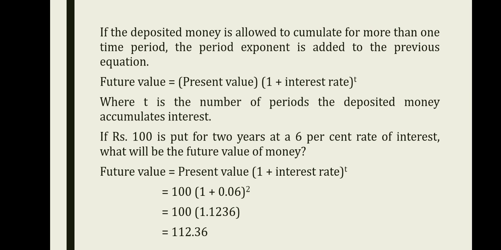Here 1 plus 0.06, that is equal to 1.06. 1.06 into 1.06, we get 1.1236. Multiply 100 to 1.1236, you will get 112.36, that is the future value of rupees 100 after 2 years.